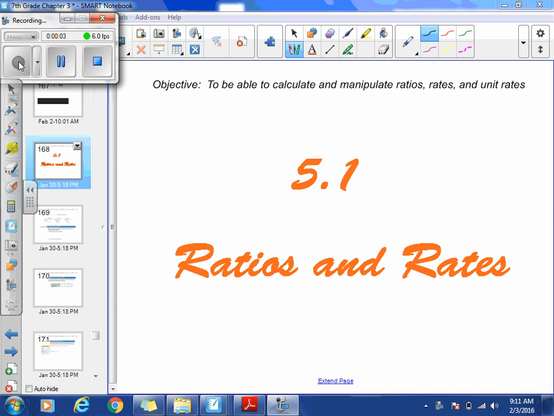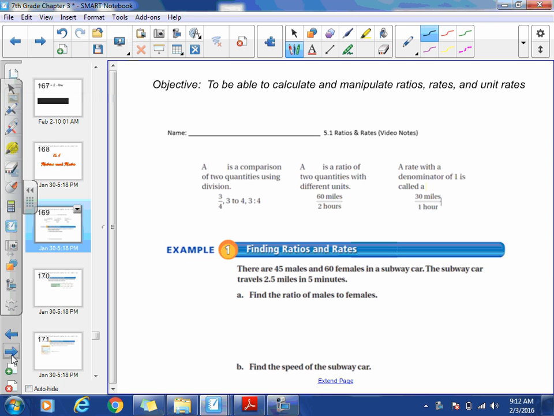Your job while watching this video is to understand the difference between ratios, rates, and unit rates, and to understand how to compute and simplify them. All right, so first, this one should be a review. A ratio compares two different quantities using division. Because remember, a fraction bar always means divide.